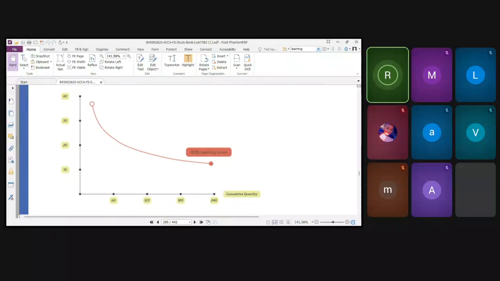But well, let me go back to this. So now the calculation of the learning percentage, the calculation of the learning rate.